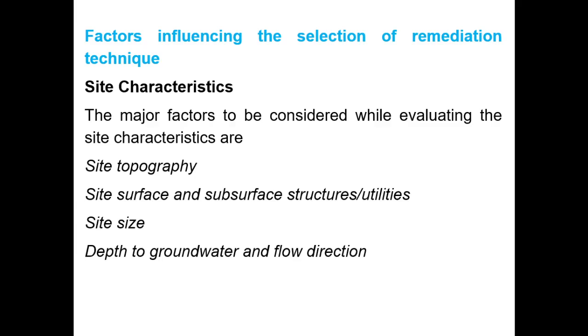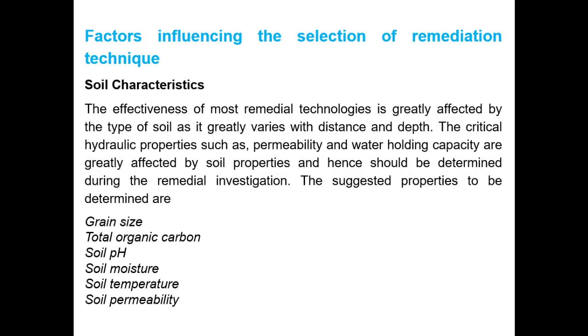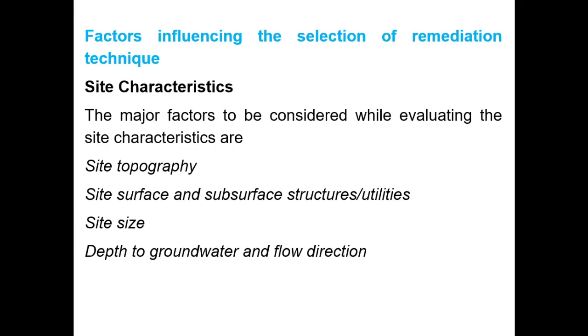The major factors to be considered while evaluating the site characteristics are site topography, site surface and subsurface structures or utilities, then site size, depth to groundwater and flow direction, etc. So the first one is site topography. A detailed topographic map of the contaminated site has to be prepared prior to the selection of the remedy, including the areas of recent contamination by this site.